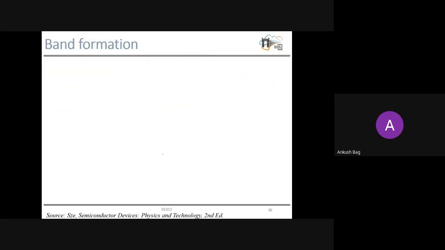Let me go to the next slide. Again, this is some chemistry. If we just consider, for the time being, a diamond atom, which has the atomic number of 6, let's say this is 2s.